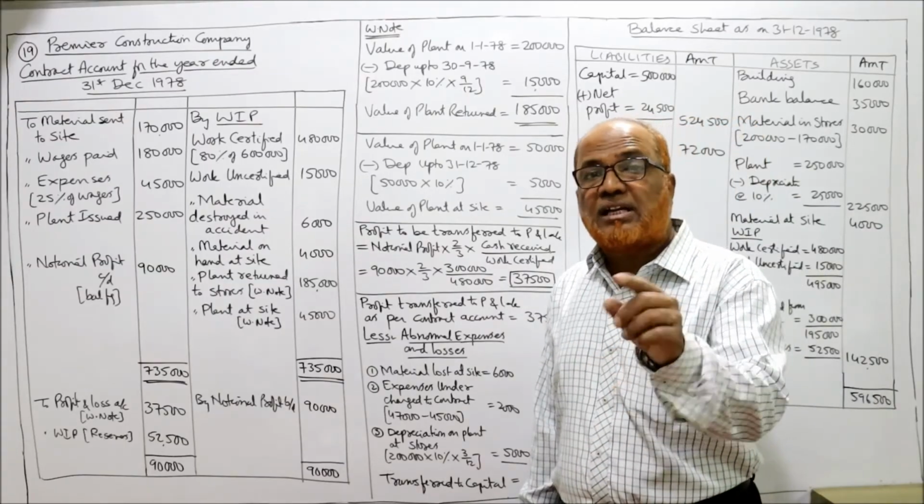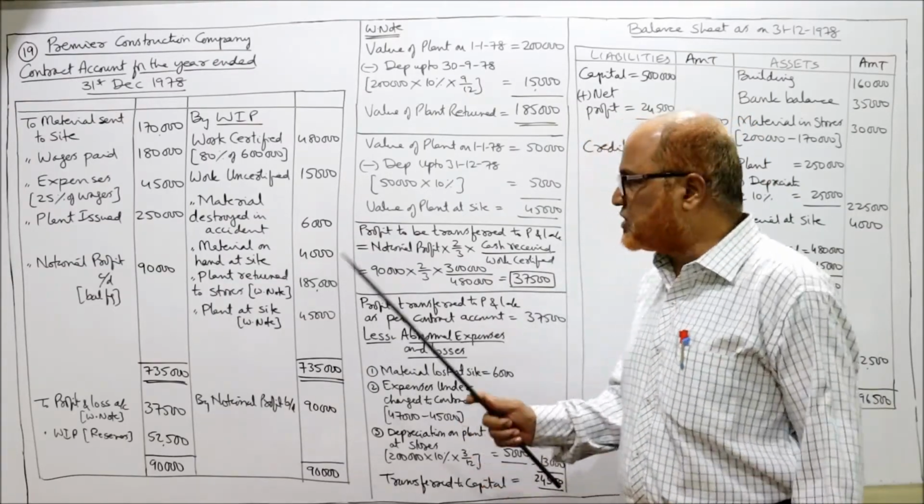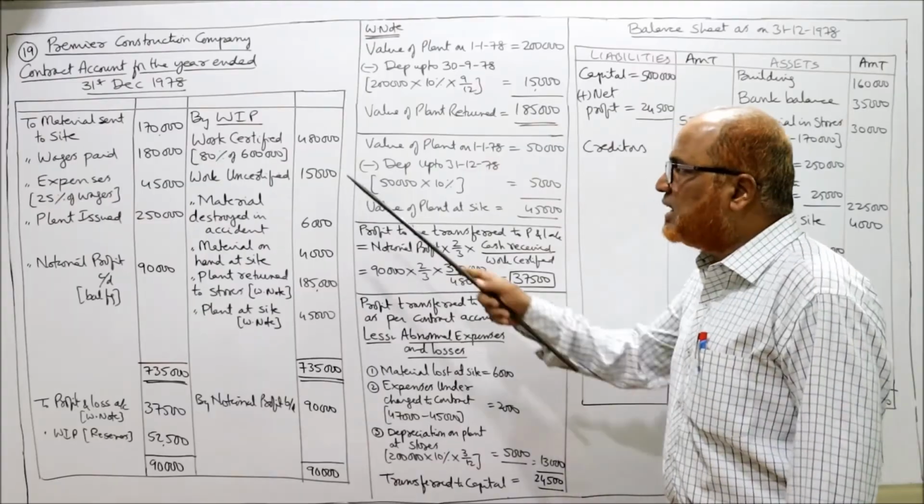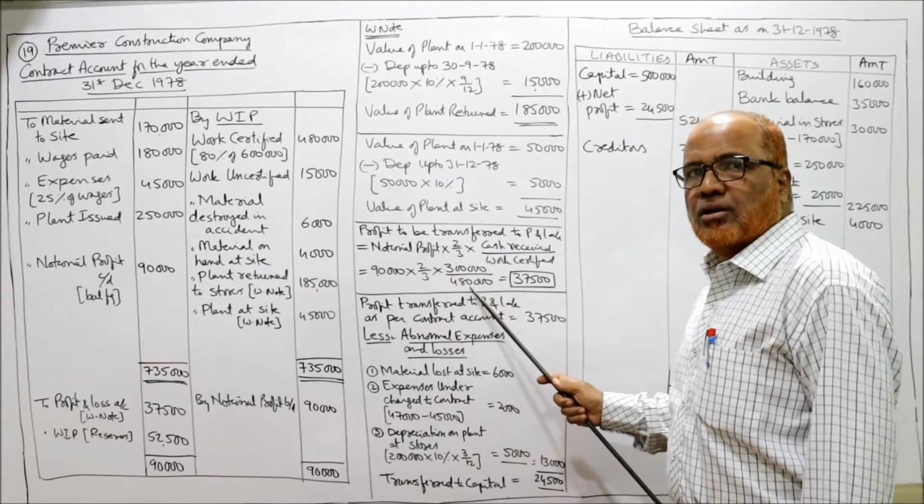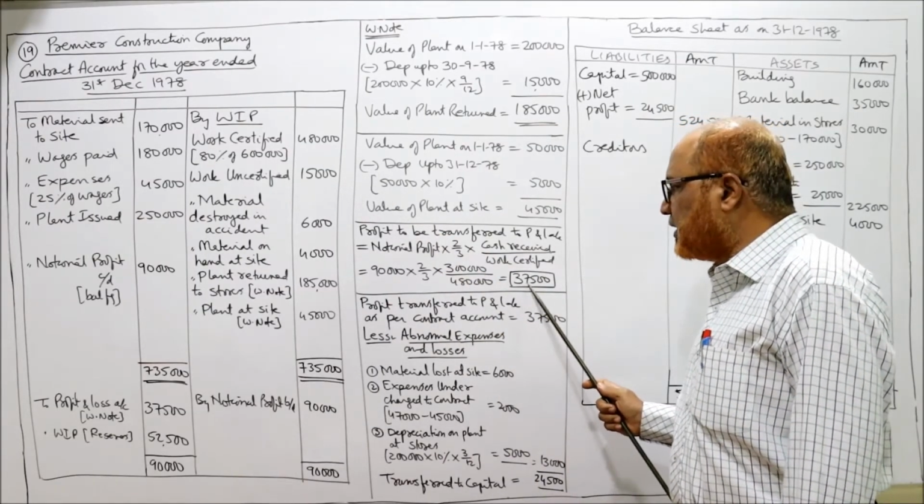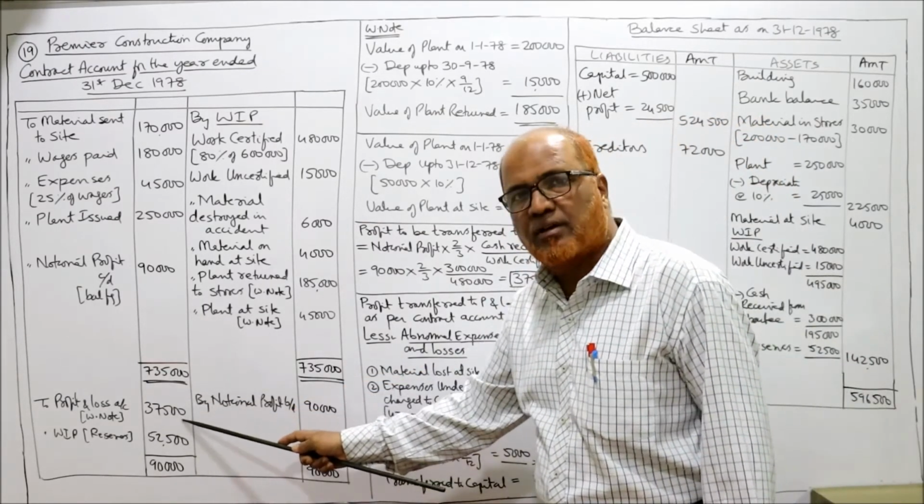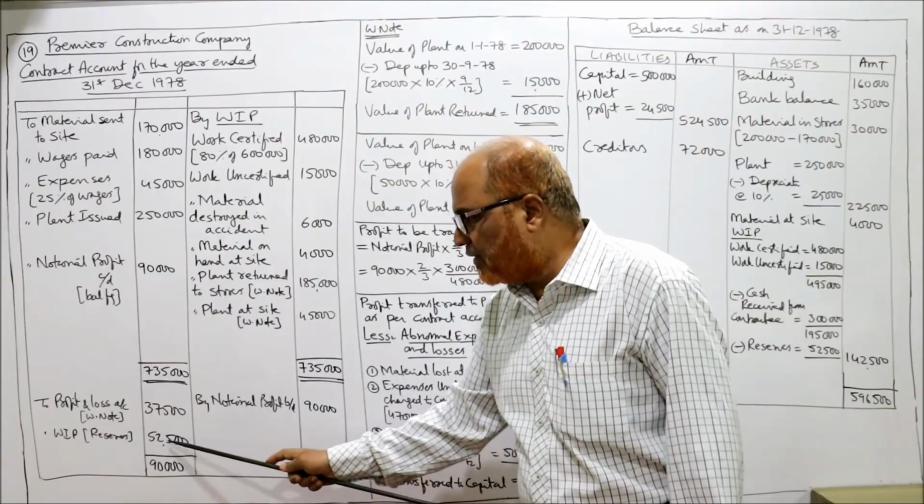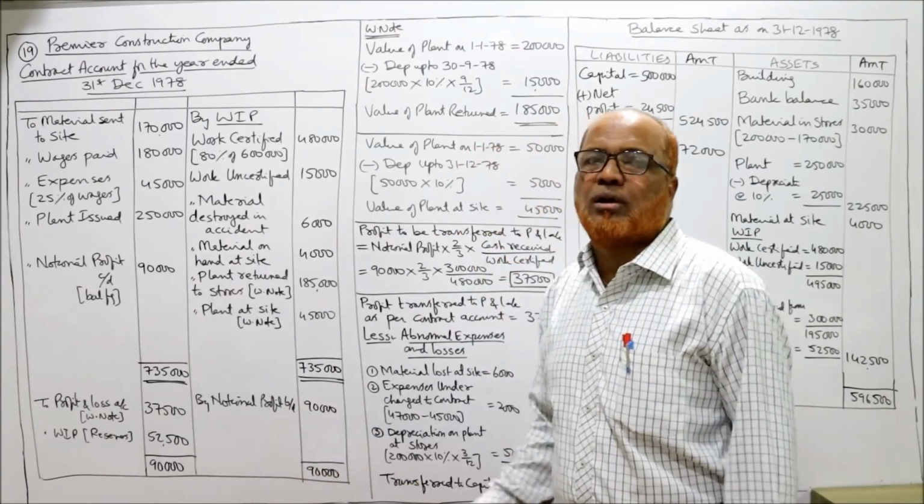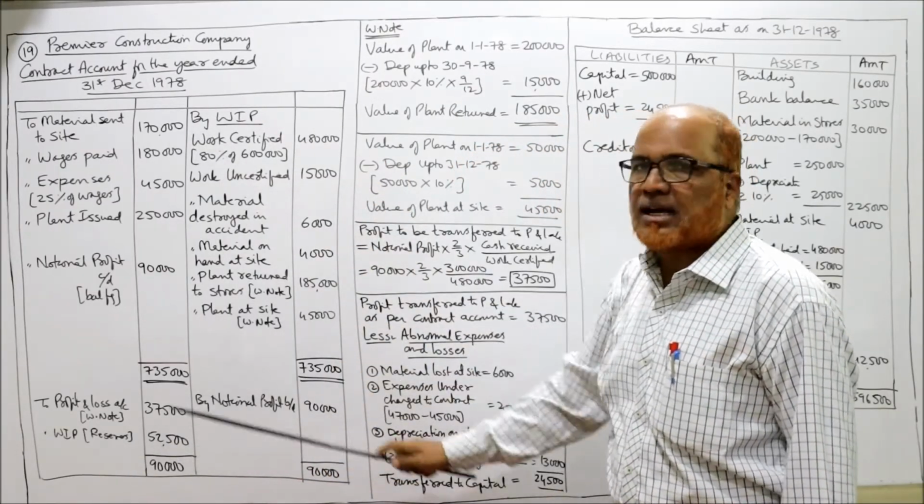Cash received is given in the trial balance, 3 lakh rupees. And work certified 4,80,000. So how much profit to be transferred to P&L account? 37,500 is the profit to be transferred to P&L account. Here I have transferred. Balancing figure transferred to reserve 52,500. That's all. So we have completed the contract account.